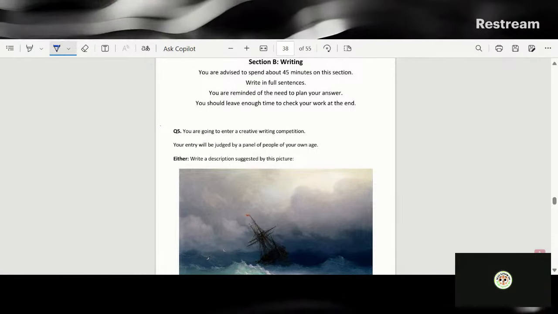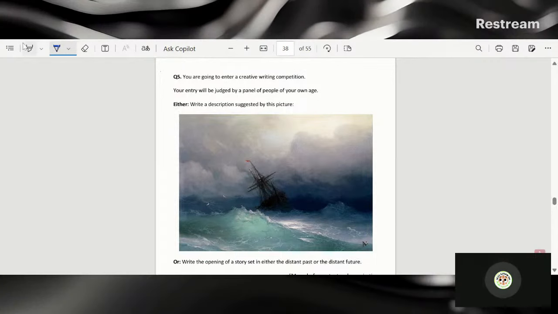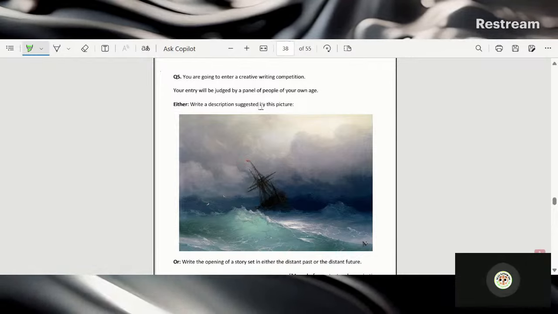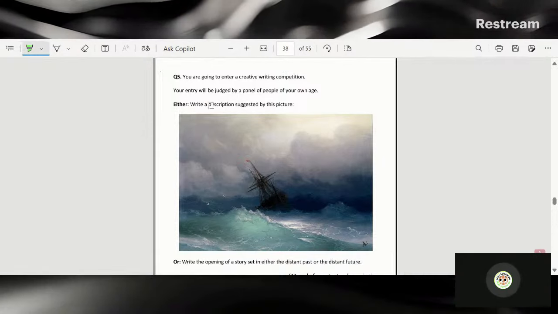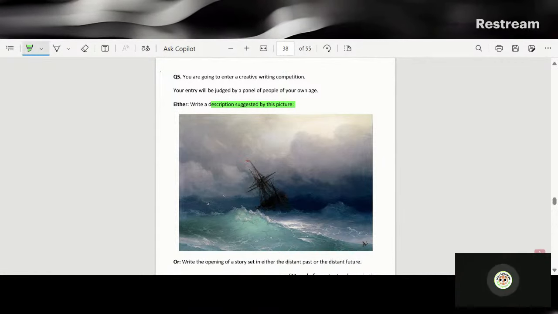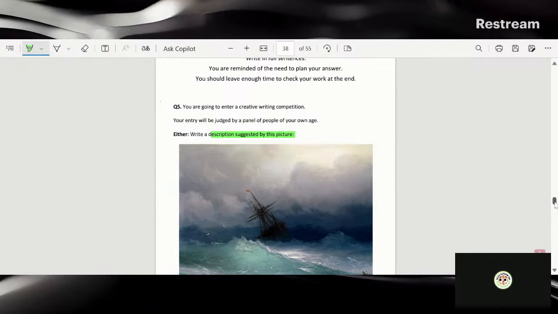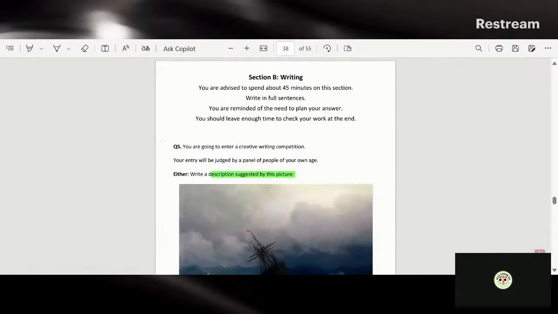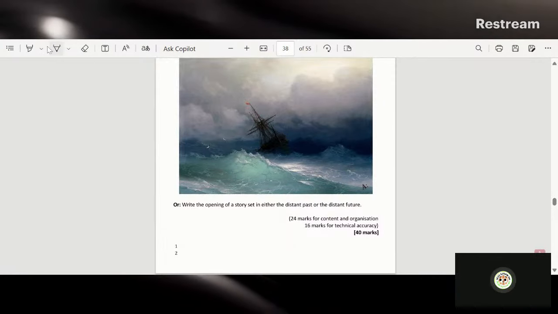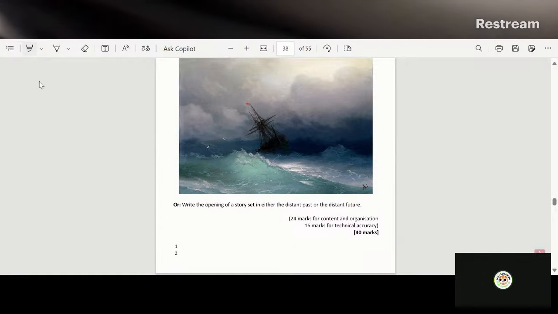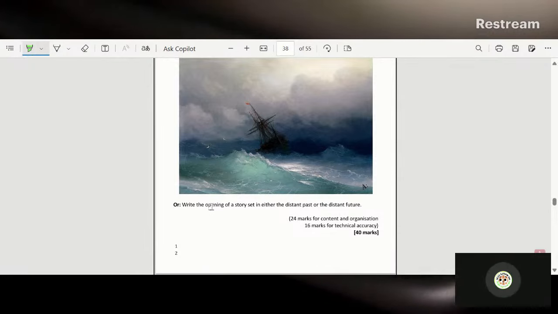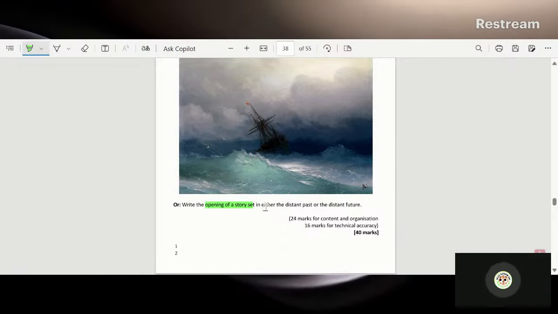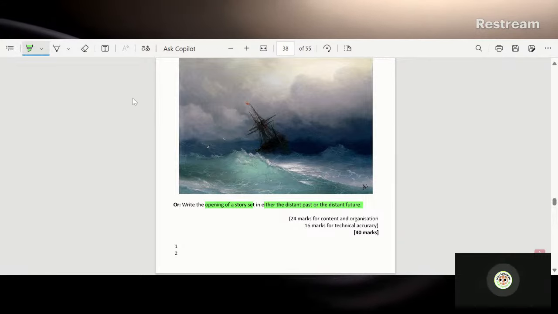Okay? So in this case, we've got question 5 as we start off with. In your English language, I recommend: you're entering a creative writing competition. Either write a description suggested by this picture, or write the opening of a story either set in the distant past or the distant future. They try to make it specific so you can't just memorize the story, but you can always do that.